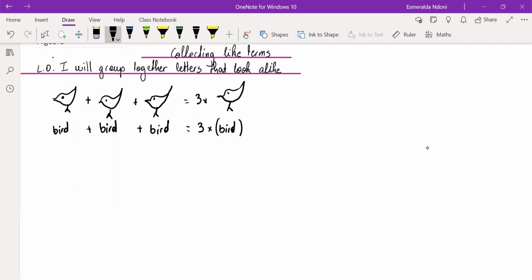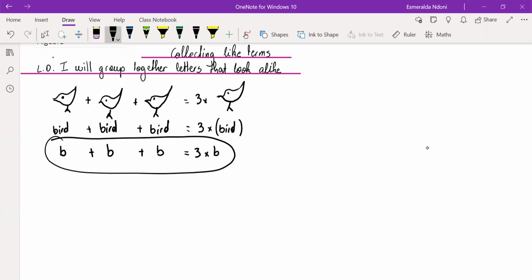Instead of a bird, we're going to write a bee. And then a bee for each one of them, because they're the same thing, the same bird. So we have three lots of bees. This is so much easier for you to copy down.